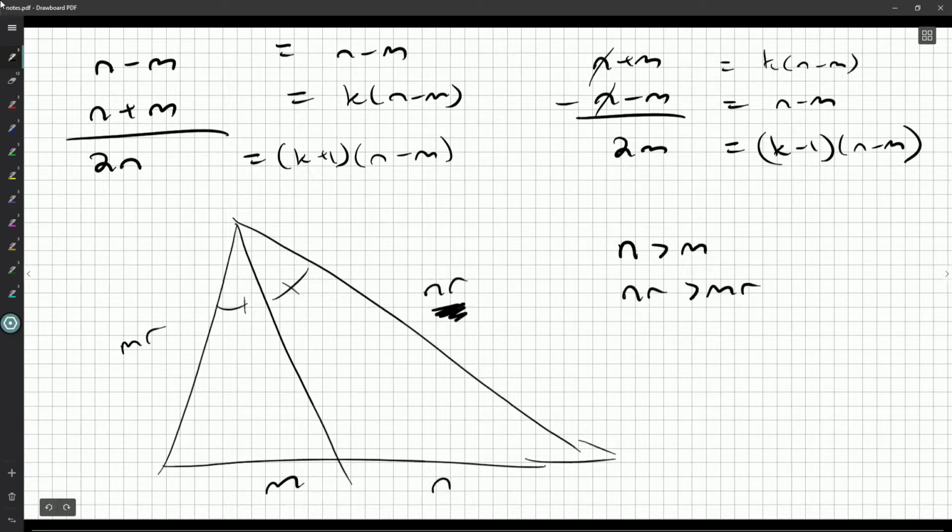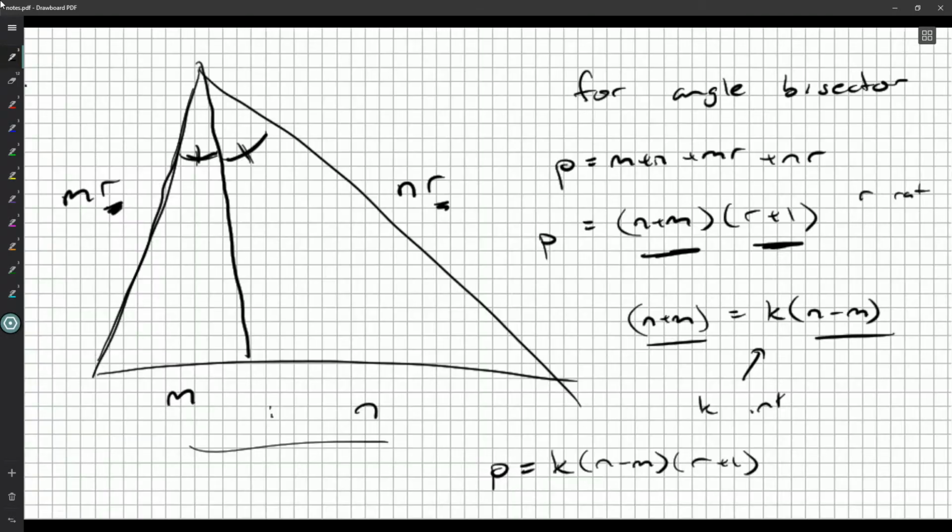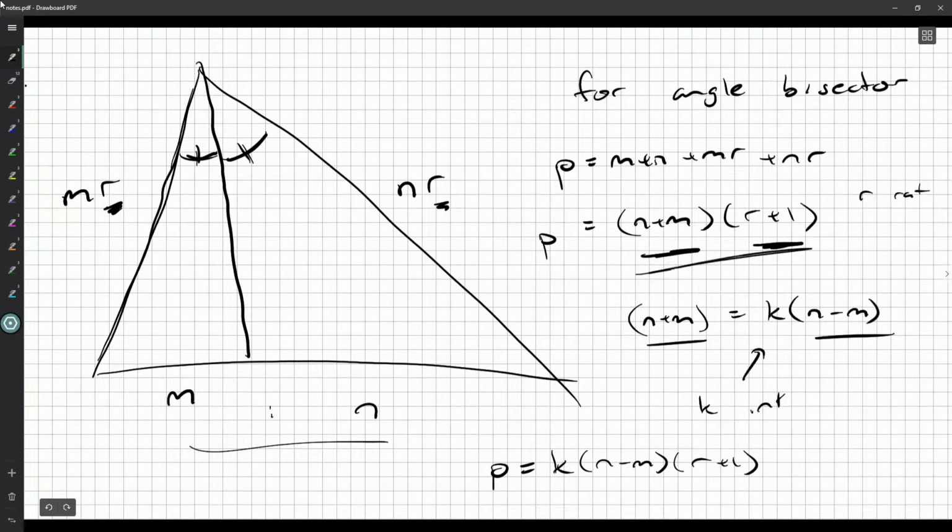In fact, r has to be greater than 1, otherwise the sides are too small. Because if r were less than 1, then they wouldn't be able to reach each other. If it was equal to 1, then you just have a flat line. So r has to be greater than 1. So that's a nice observation. That restrains r, which sort of restrains p. Of course, there's n and m to figure out as well.